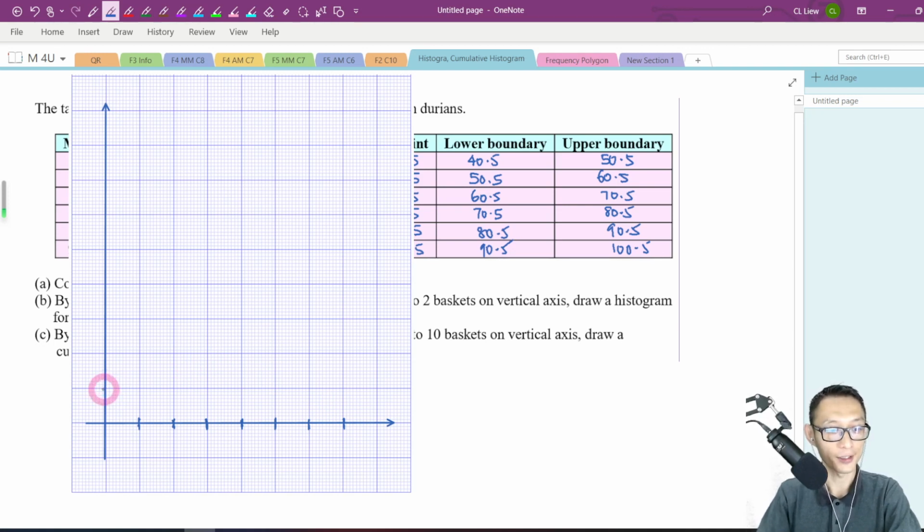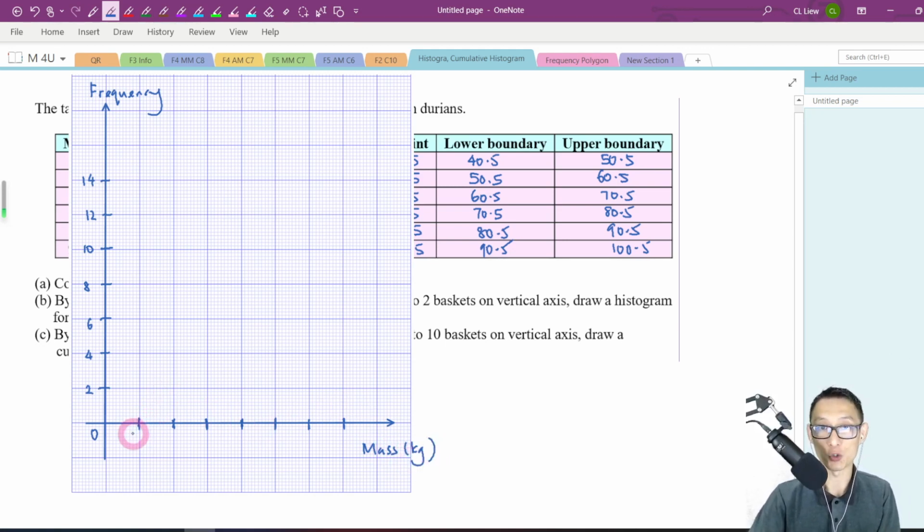Okay, so this is 2 centimeters to 2 baskets: 2, 4, 6, 8, 10, through to the maximum, which is 14, right? Yes, 14. Because the maximum frequency is only 14, we don't have to label 16, but if you want to label it 16, you can. So this is frequency. And this is, let me label 2, 4, 6. Okay, so this is mass in kilogram.